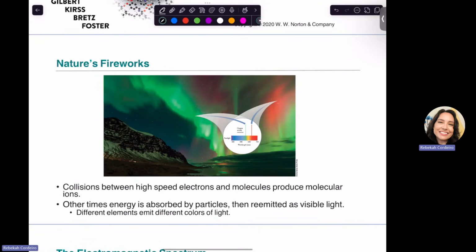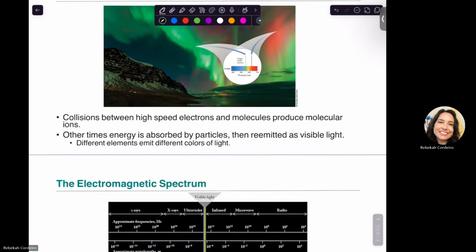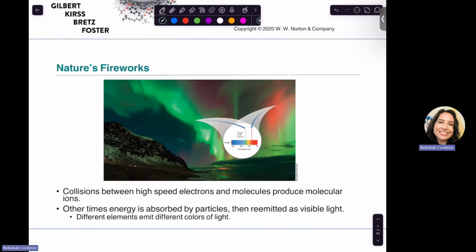Energy can be absorbed by particles, and then they can give off energy and re-emit energy. So you absorb some, and then it's like inhaling and exhaling. You absorb some, you give off some. Sometimes the giving off looks like visible light, and so we see things that give off light. Different elements emit different colors of light.